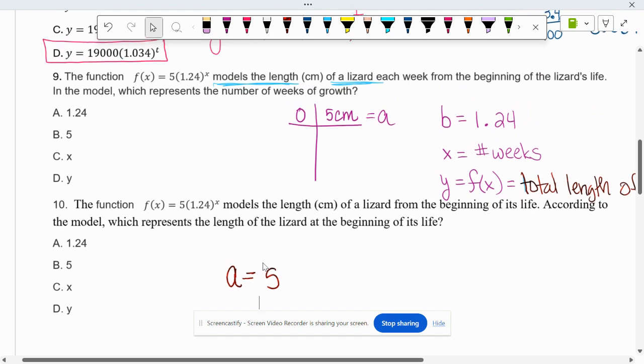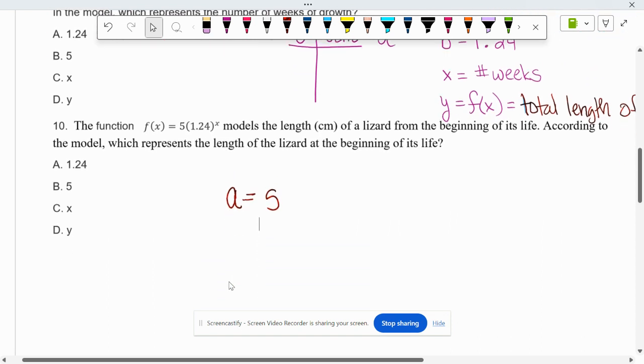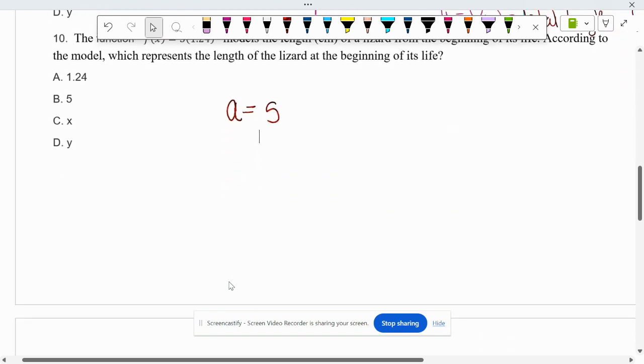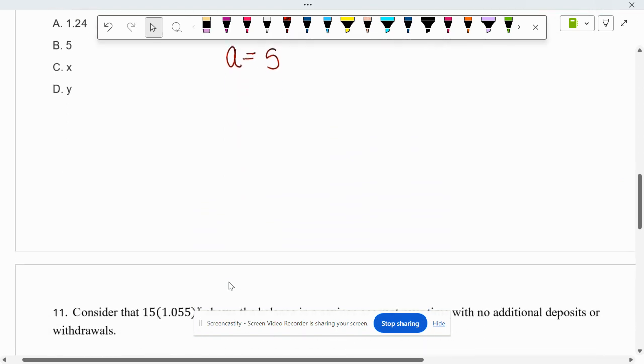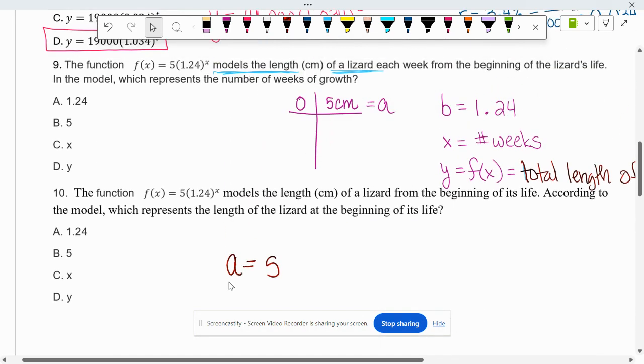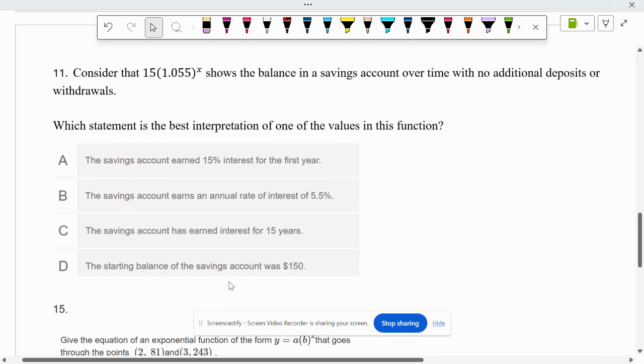So we described everything in the first one. We said what happened. So 10 is A. Your A value is 5.